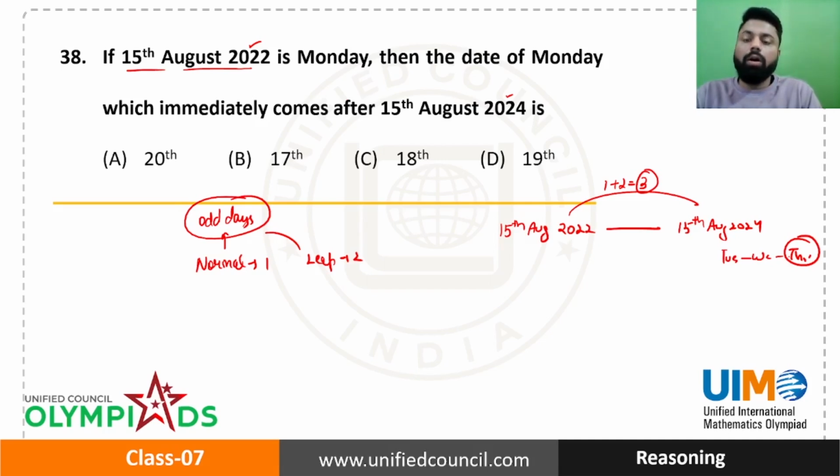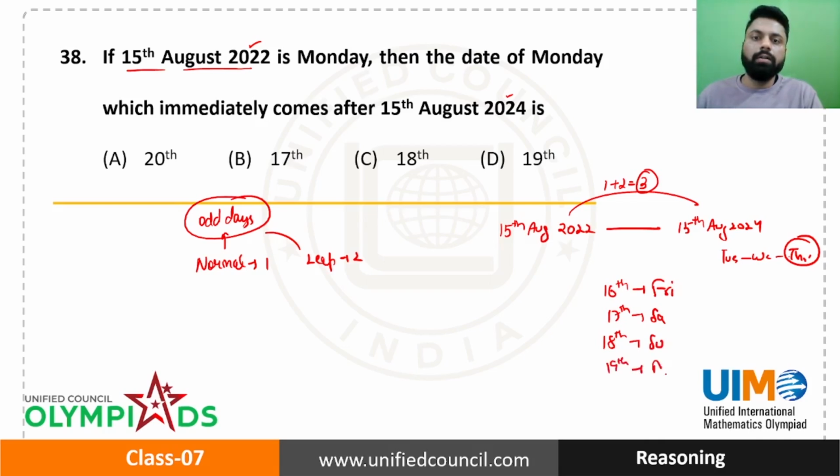Now, after 3 days, on 15th we have Thursday. Then on 16th, we'll have Friday. On 17th, Saturday. On 18th, Sunday. And on 19th, Monday. So 19th is the correct answer.